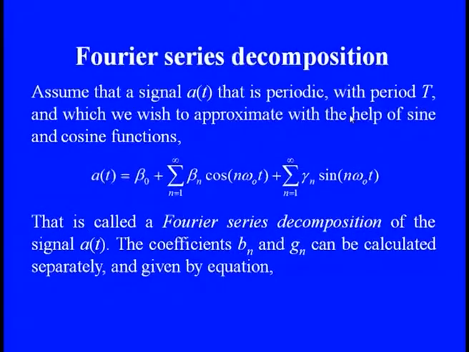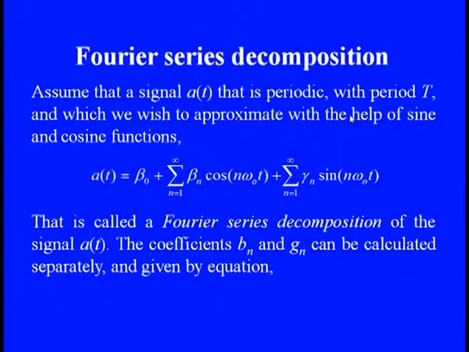With respect to again the same A of t, which is my main signal with the periodic feature, if I want to approximate it in terms of sine and cosine, now I have A of t is nothing but equal to beta 0, the initial basic part, and then the expansion plus summation of n equals 1 to infinity beta n cos n omega 0 t plus summation of n equals 1 to infinity gamma n sine n omega 0 t. So, this is the perfect representation of the Fourier series decomposition of the signal A of t.